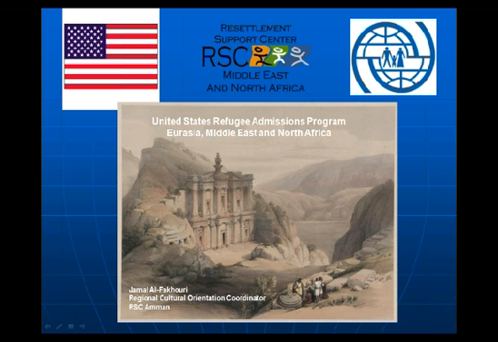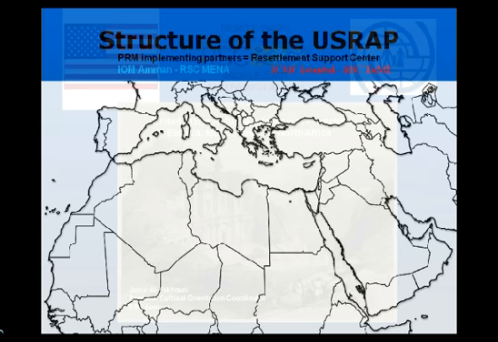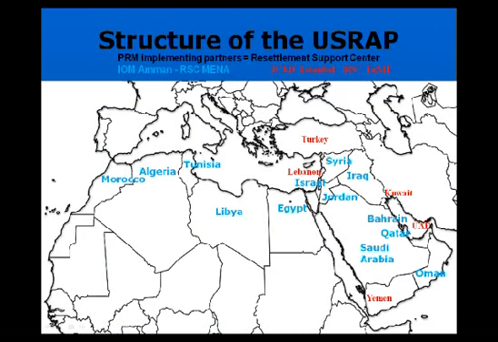Good afternoon, everybody. My name is Jamal Al-Fakouri. I'm the Regional Cultural Orientation Coordinator for the RSC Middle East and North Africa, based in Amman, Jordan. I want to give you a brief about our program. First of all, what do we cover?